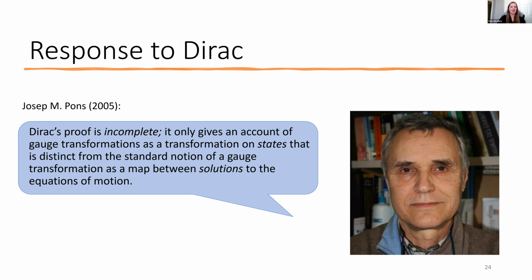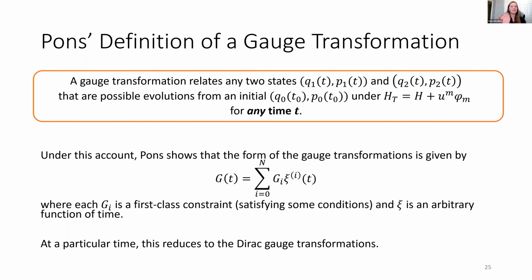And to do this, what he does is he gives an extended definition of a gauge transformation as something that relates two states that are possible evolutions from some initial state, again under the dynamics generated by the total Hamiltonian, but now we consider any time t and not just some infinitesimal fixed time, delta t. So under this more general account, Pons shows that the form of the gauge transformations is rather given by some combination of the first class constraints with a single arbitrary function of time, here given by psi, that are related to each other by being the time derivative of the original one.